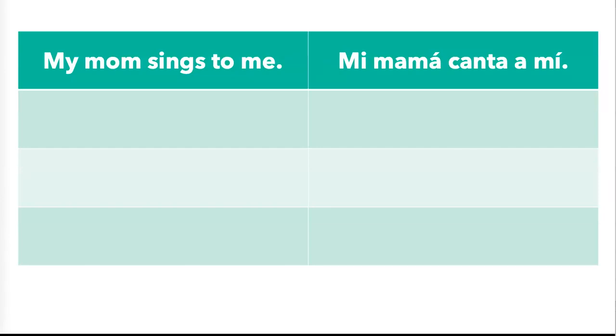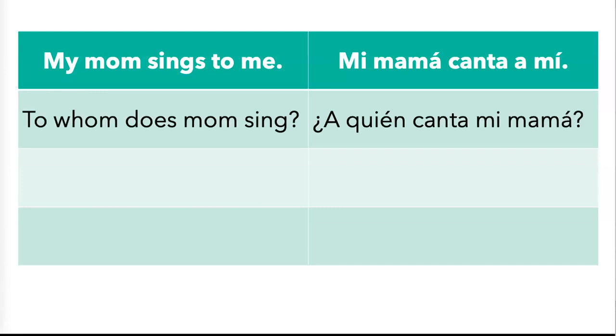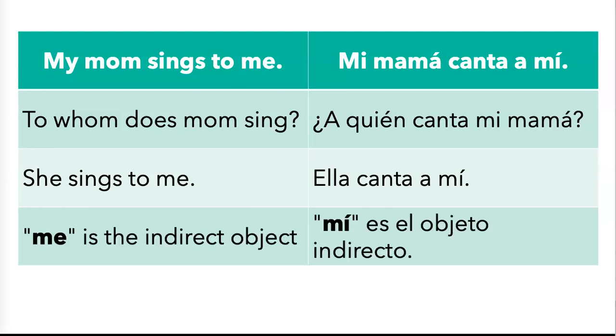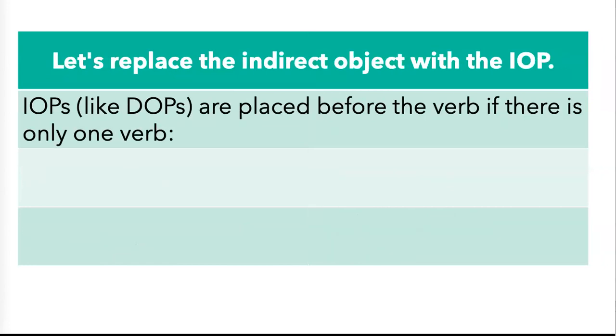Mi mamá canta a mí. My mom sings to me. ¿A quién canta mi mamá? To whom does mom sing? Ella canta a mí. She sings to me. Mí es el objeto indirecto. Mí is the indirect object.